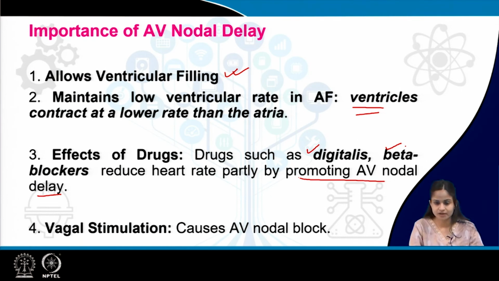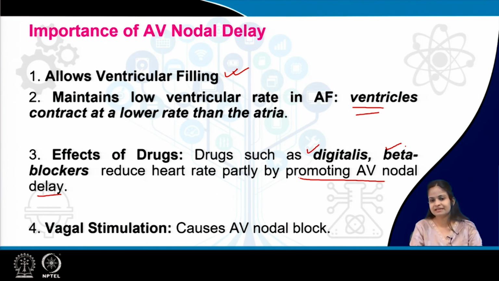So, by blocking the beta 1 receptors, they will cause a decrease in the cyclic AMP and hence a decrease in the calcium influx. So, these are the effects of the drugs. Also, vagal stimulation. Now, this AV nodal delay is subject to change. Whenever there is a sympathetic stimulation, suppose there is epinephrine secretion or fear, anxiety, this AV nodal delay will get shortened.